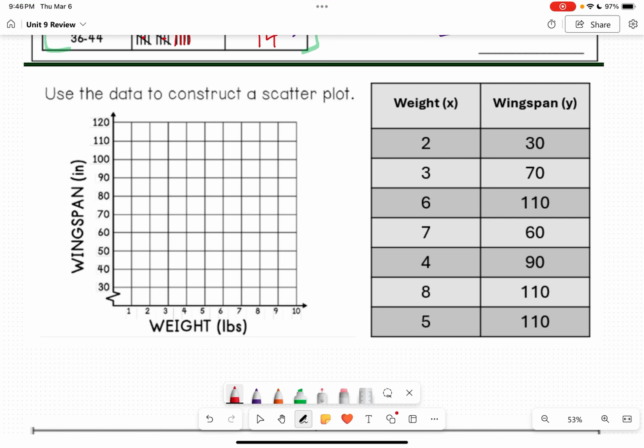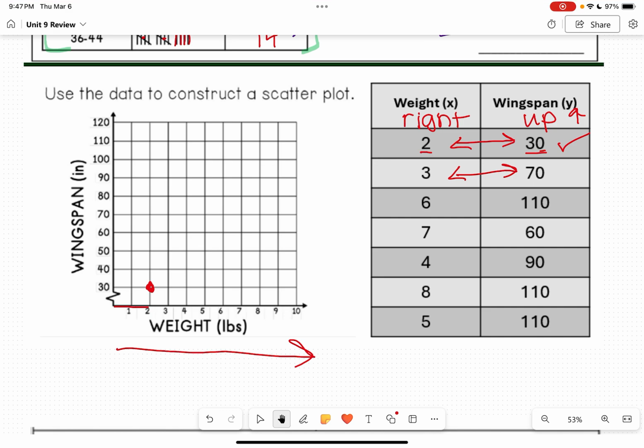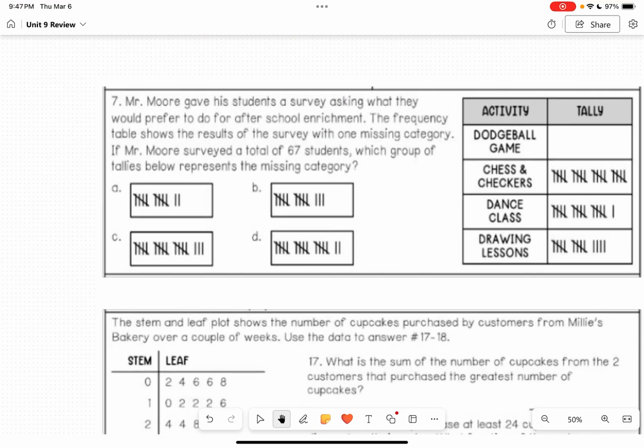Okay, so I'm going to write that here. This is how much you go right. So that means like this. And the second one is how much you go up. And obviously that means literally go up. Remember that every single row is a pair. So I'll do the first one with you. The first one says 2, 30. So go right 2 and go up to 30. And it's right here. Anytime you finish a set, make sure you put a dot for it and check it off so you don't forget any of them. All right. Let's go to the next problem.